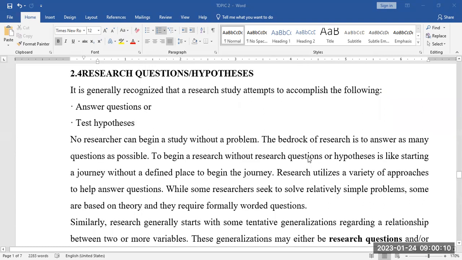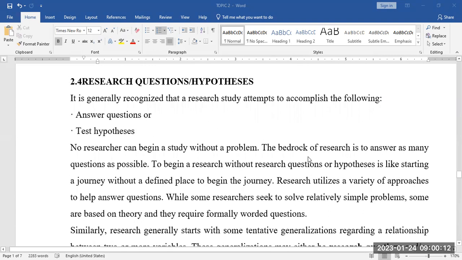Then we also have what we call research questions or hypotheses. A research question, these are questions that you develop when you're conducting your research that you think your research will be able to answer.